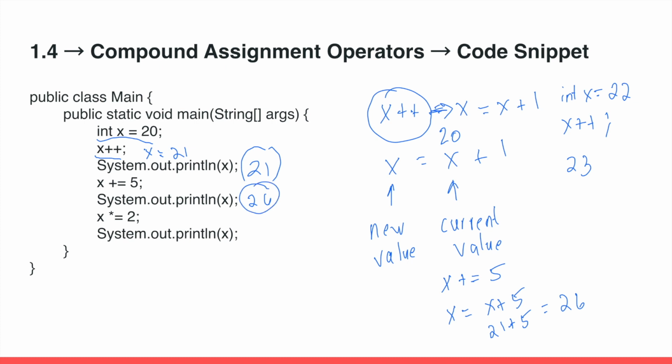And now we have x *= 2. So that means we're going to take the current value of x and multiply it by 2. So we're going to have x equals, or our current value is 26 times 2, and x is going to be that. So that means now when we print out x, we're going to get 52.